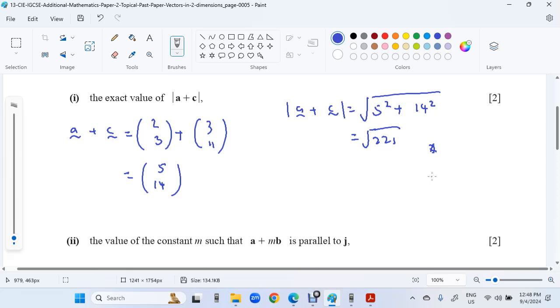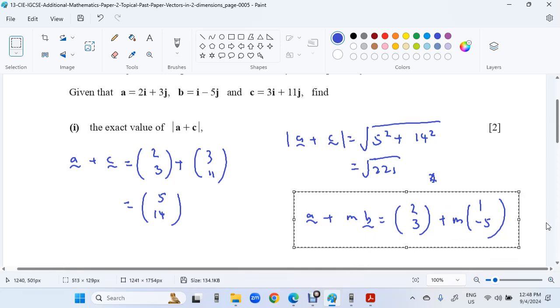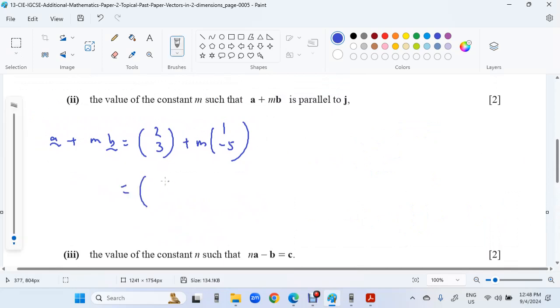Now find the value of the constant m, so that A plus mB is parallel to j. So A plus mB, where A is (2, 3) and B is (1, -5), and then it is parallel to j. So this is (2 + m, 3 - 5m). We have the form kj plus 0i, so we know that 2 plus m equals 0, m equals negative 2.